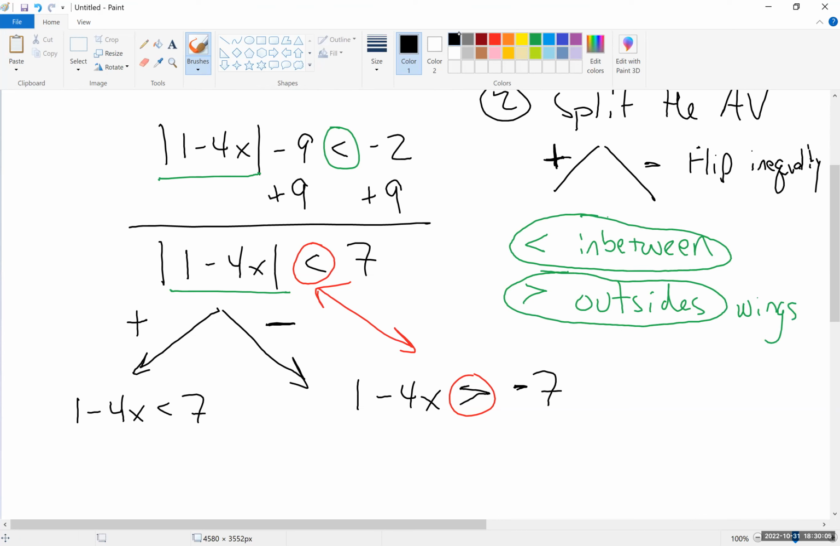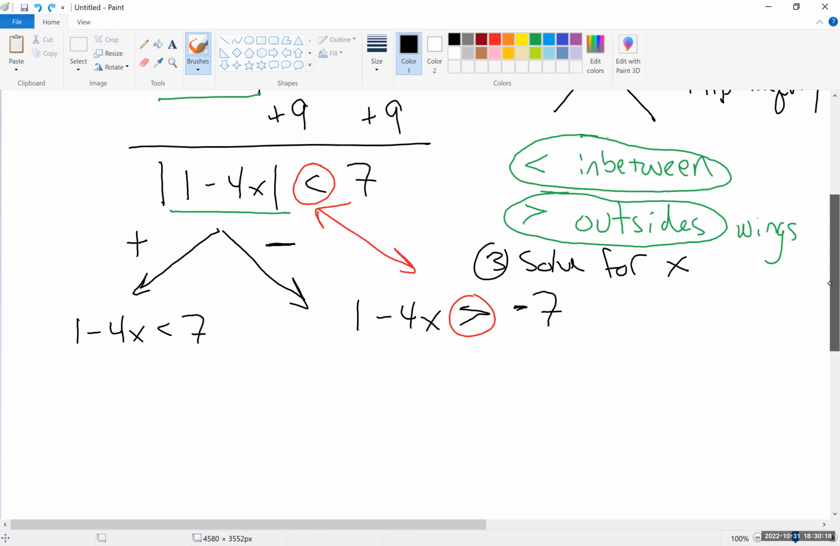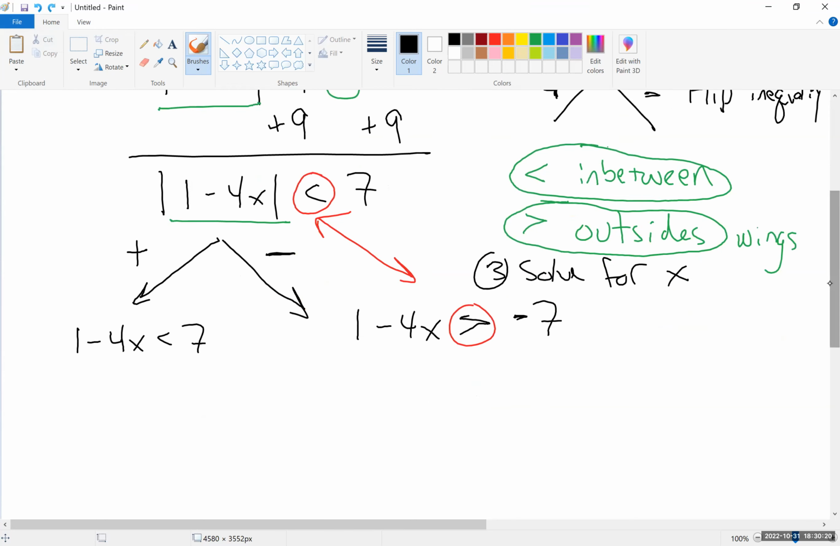All right, excellent. So now we solve. Step 3 is to solve. Solve for x means get the x by itself. We're going to get the x by itself. All right, and we're remembering in between. We want to remember in between. Should we write it in red? In between. There we go.